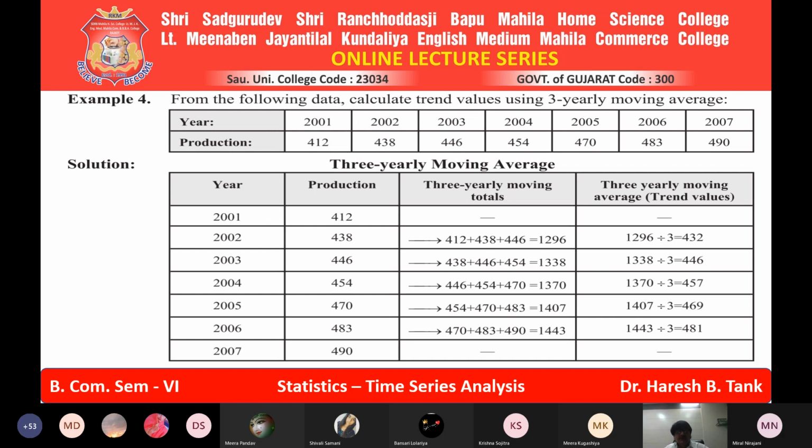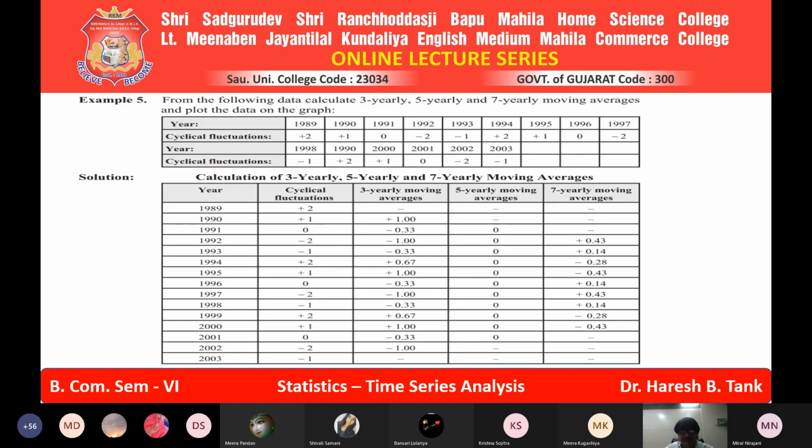Right enough? Okay, what should be the next one? Now skip the first 3 years. So now the years become 2004, 2005, 2006. Entities are 454, 470 and 483. Total is 1407. It is to be written in the middle year. For 2004, 2005 and 2006, the middle year is 2005. So it is to be written somewhere here.